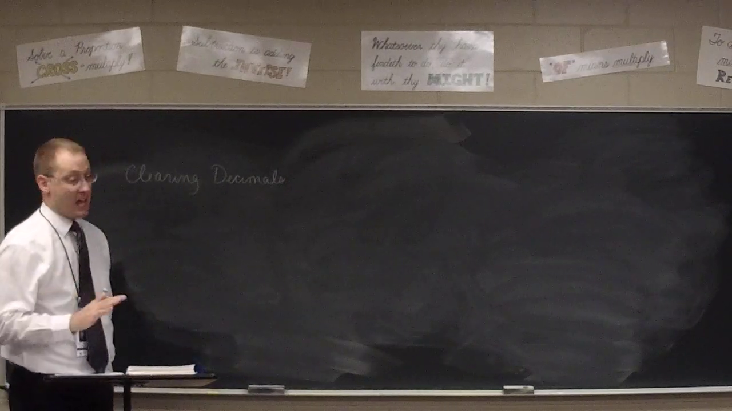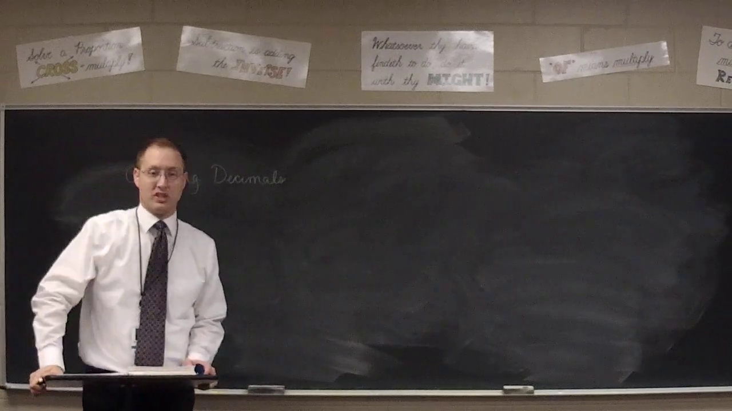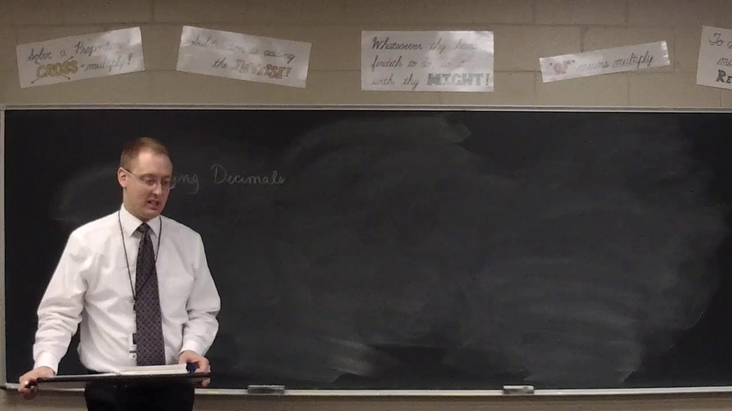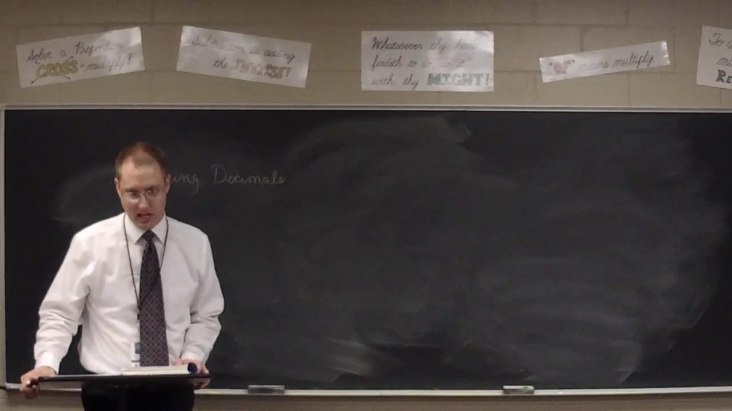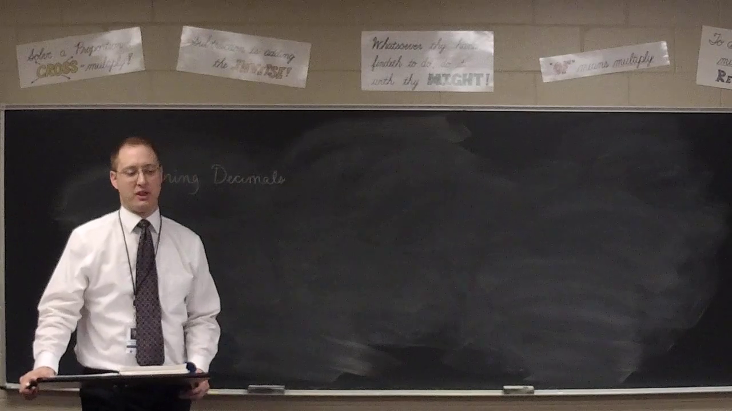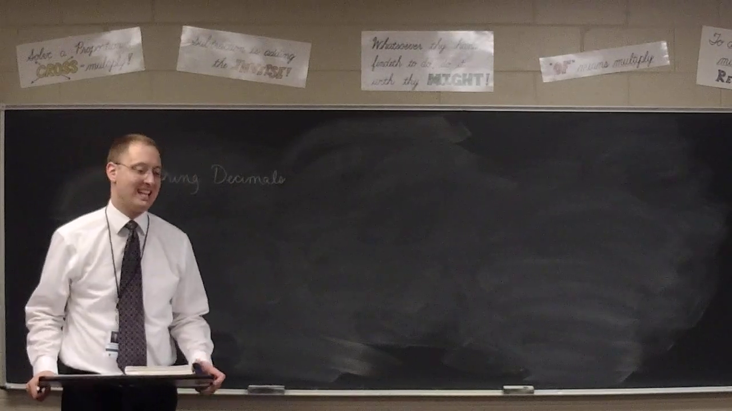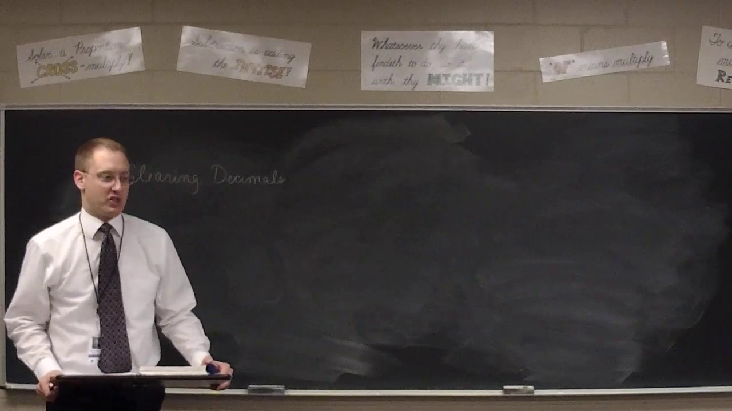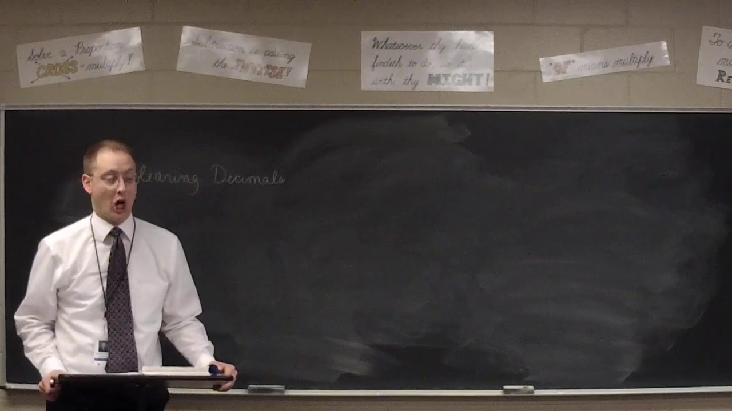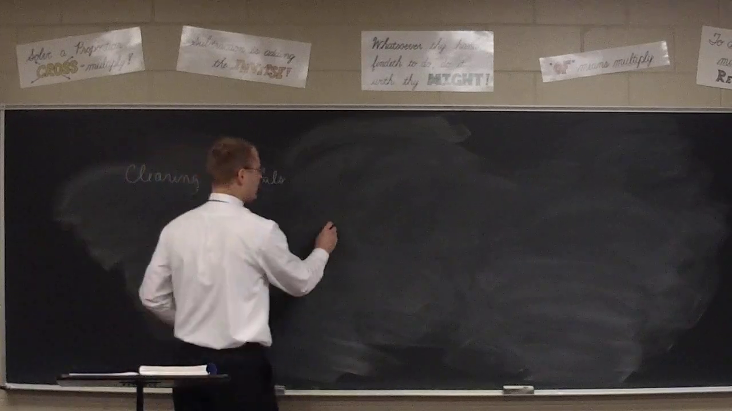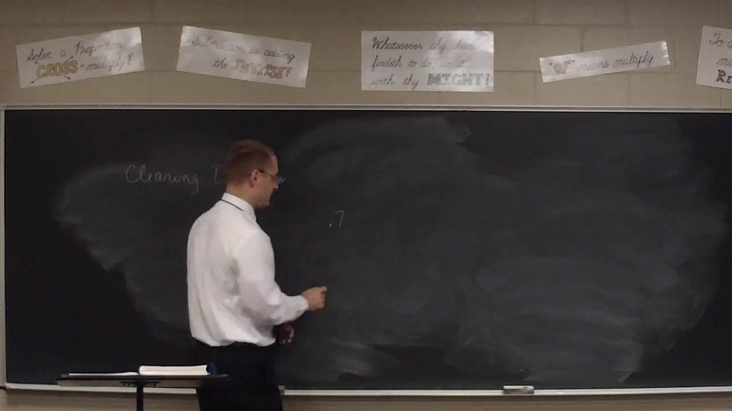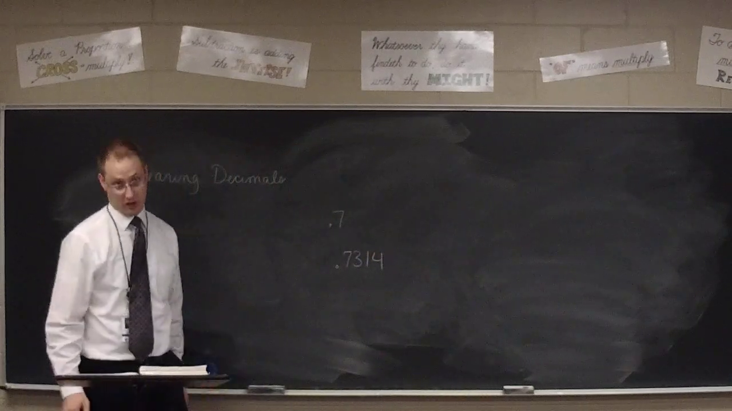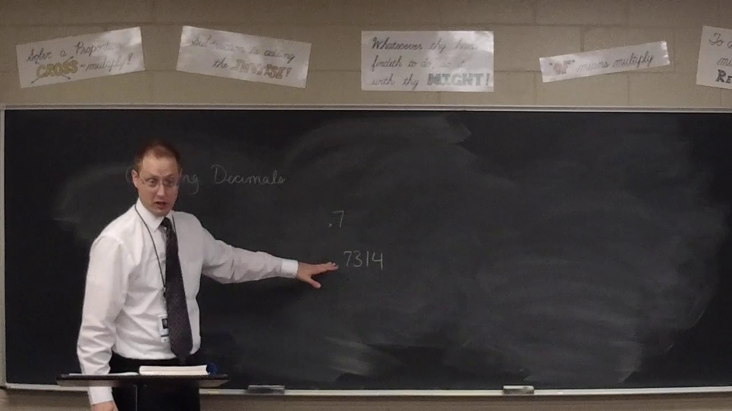Here's your first step in clearing decimals from an equation. Step one is to identify the number of places in the ugliest decimal. You understand that the bigger the decimal gets, the uglier it gets, right? Like 0.7 seems so harmless and innocent, but 0.7314 is just really absurdly ugly. This is the uglier decimal.